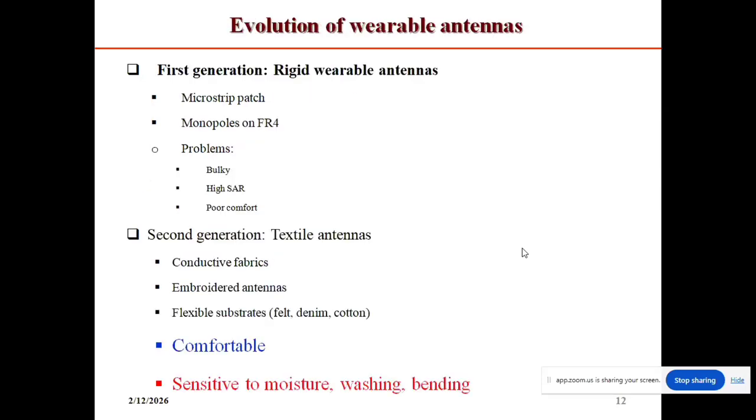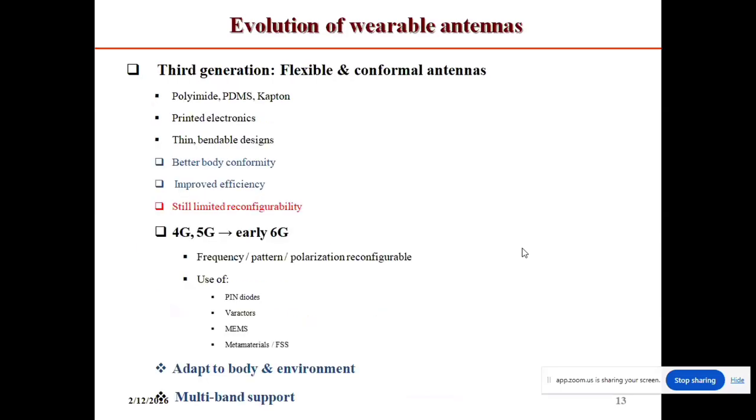Now the evolution of wearable antennas. The first generation was based on rigid wearable antennas, such as microstrip patch and monopole. By designing compact patch antennas, they used them for wearable applications. For the second generation, the antenna needed to bend, so they used textile antennas, with textile material as the antenna substrate. These are more comfortable than the first generation, but the problem is they are sensitive to moisture, washing, and bending. The third generation uses polymer material as the substrate for wearable antenna design.